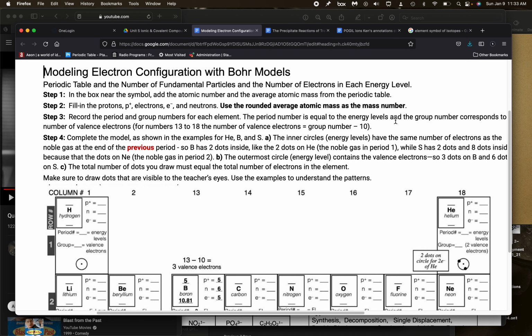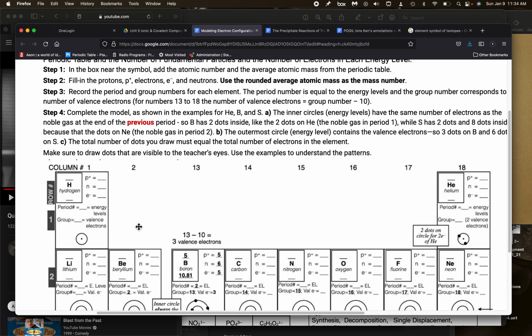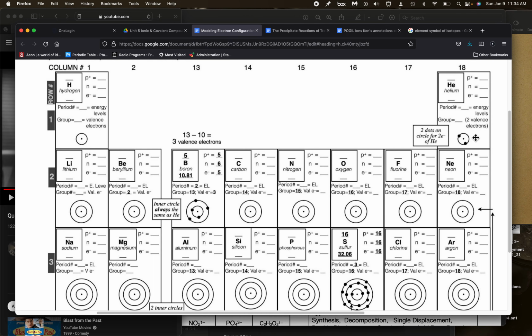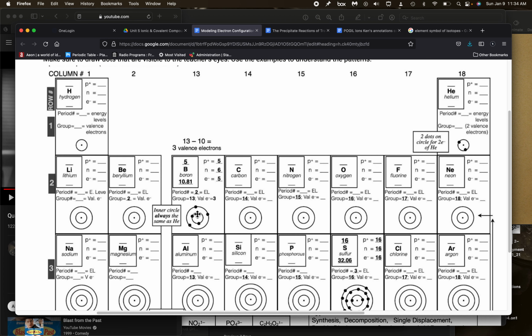Then it says the period number is equal to energy levels, so whatever period number we put in here is equal to the number of energy levels, or circles, that are drawn, and the group number corresponds to valence electrons. Valence electrons are electrons on the outside, and those are the ones that we'll end up putting on the outside, and they correspond to the group number. You complete it as shown. There are three models that are already completed: the helium one, the boron, and the sulfur are completed to try and help you figure stuff out and how things work. So in class, we did beryllium.